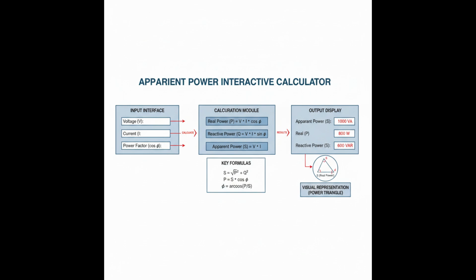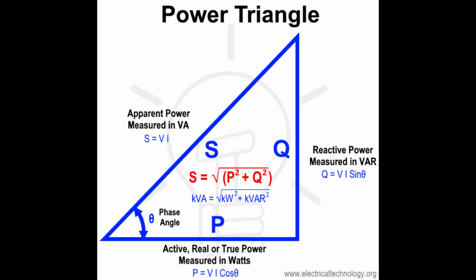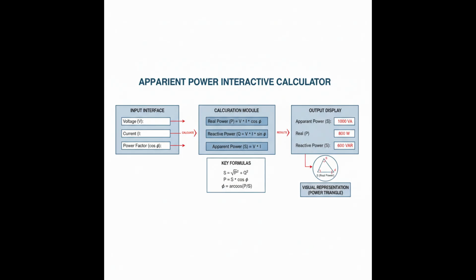The input fields are real power P, reactive power Q, voltage V, current I, power factor cos F, which ranges from 0 to 1, impedance Z, and apparent power S. For our example, I'll enter real power equals 10 and reactive power equals 10.